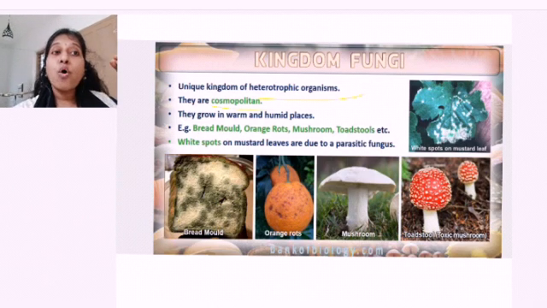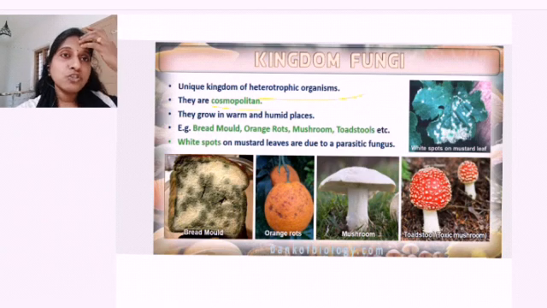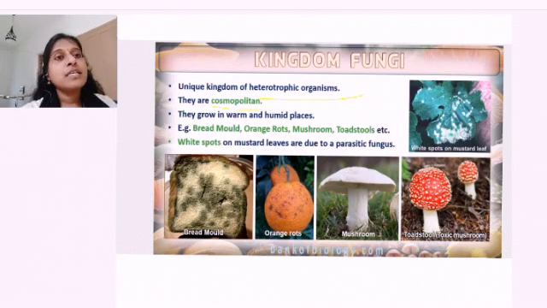They grow in warm and humid places. Warm, yes, and at the same time water should also be there, somewhat humid. The air should be saturated with water. In those places only you can find fungi. Examples of this are bread mold, orange rot, mushroom, toadstools.